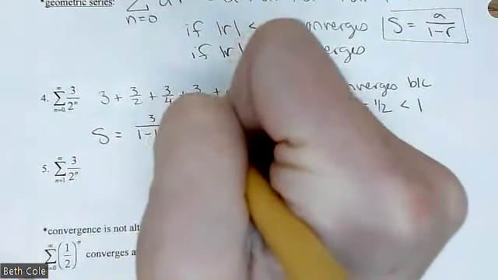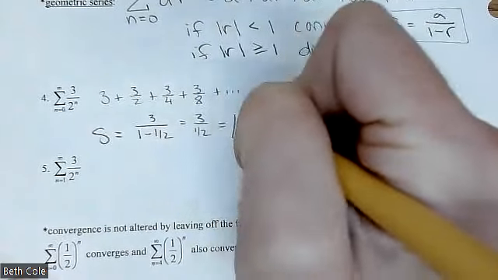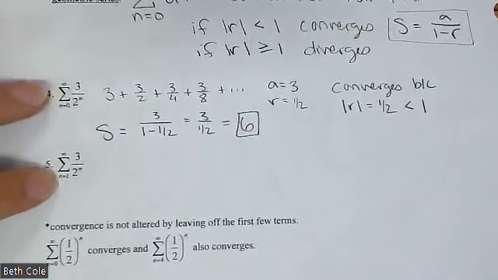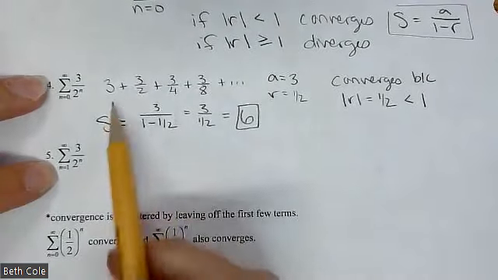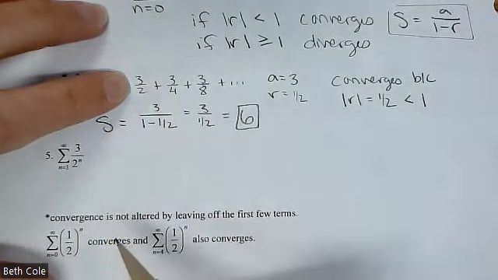So that would be 3 over 1/2, which would be 3 times 2, good, which would be 6. You can add numbers forever and get 6. Cool. What do you notice I did with this next one? It starts here. So instead of adding up starting here, we're going to add up starting here.